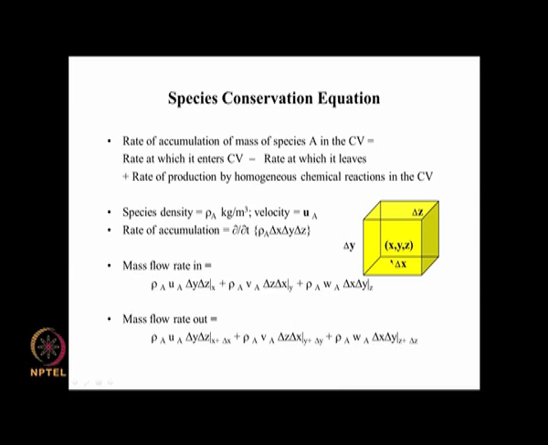So, here we are making a statement of the species conservation equation verbally: rate of accumulation of mass of species A in the control volume is equal to the rate at which species A enters the control volume minus the rate at which it leaves the control volume plus the rate of production by homogeneous chemical reactions inside the control volume.